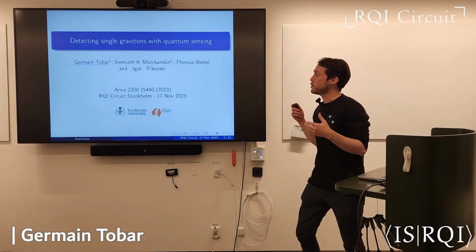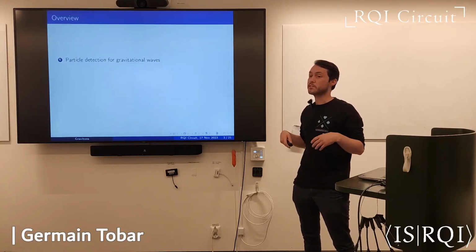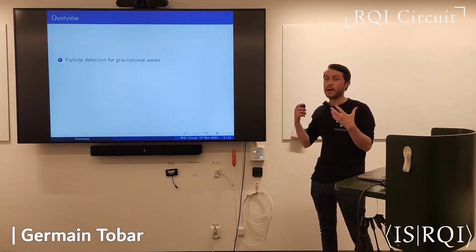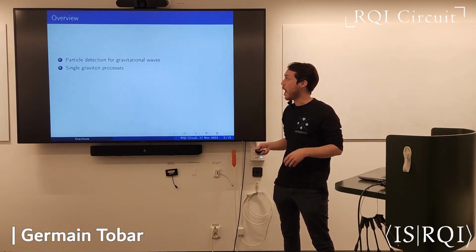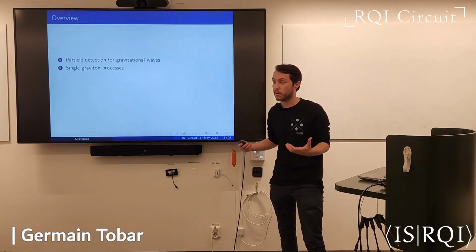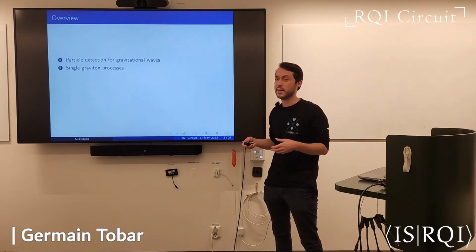Today I'm going to be talking about detecting single gravitons with quantum sensing. First of all, I'll start talking about what I actually mean by the concept of particle detection in the context of gravitational waves. Then I'll talk about how we can enhance single graviton processes with macroscopic quantum systems to make this kind of particle detection more realistic.